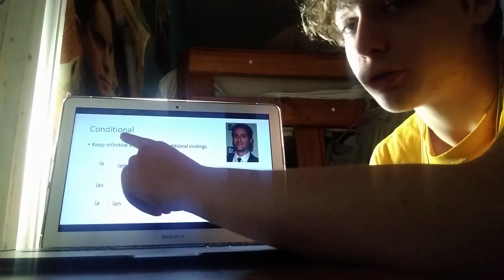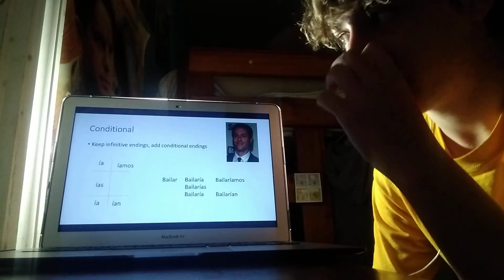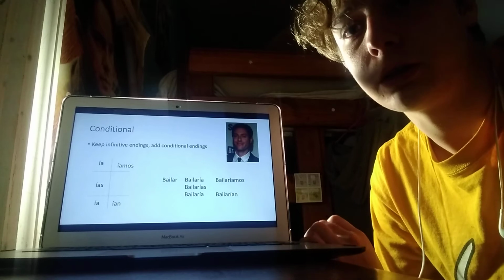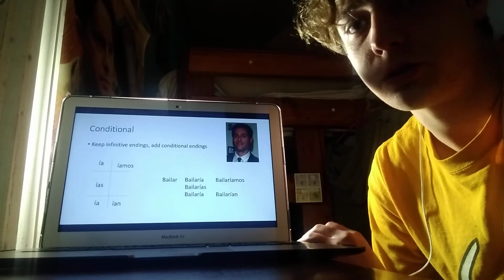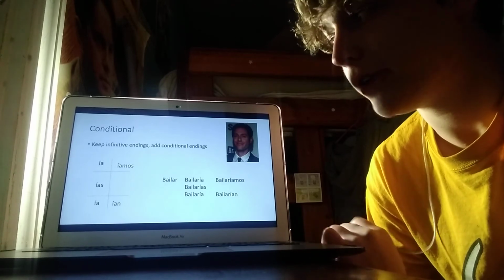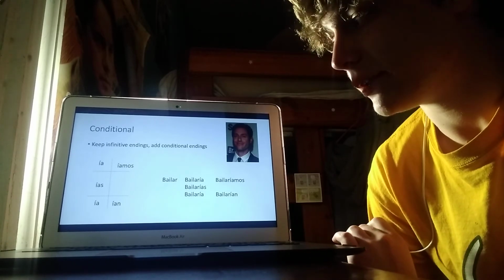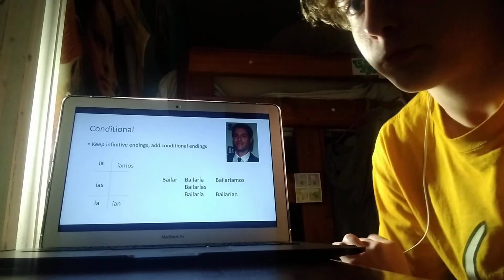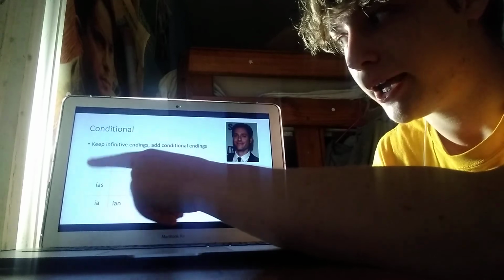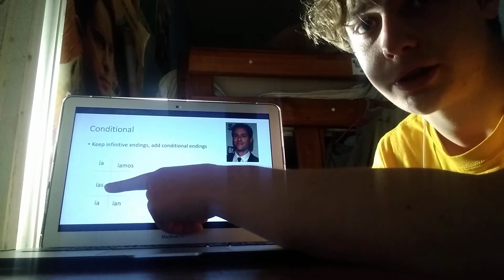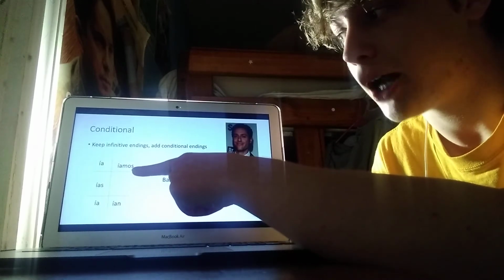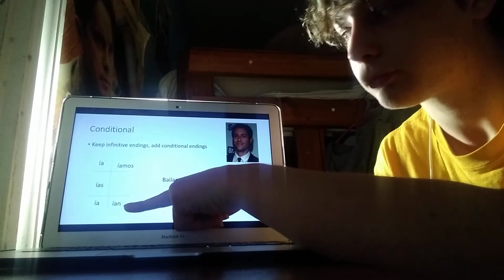Next, we have the conditional form. The conditional form is for something happening under a would condition, so like would do something. We have to keep the infinitive endings and add the conditional endings. So the conditional endings are ía, which is an I with a tilde and an A, ías, which is I with a tilde, A-S, ía again, same way, íamos, and ían.